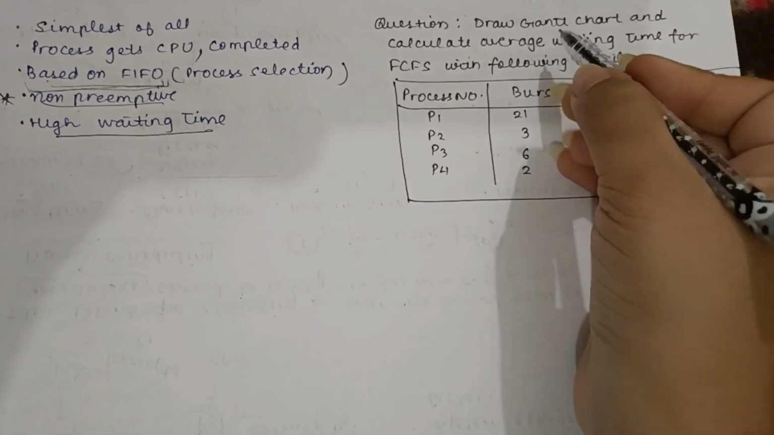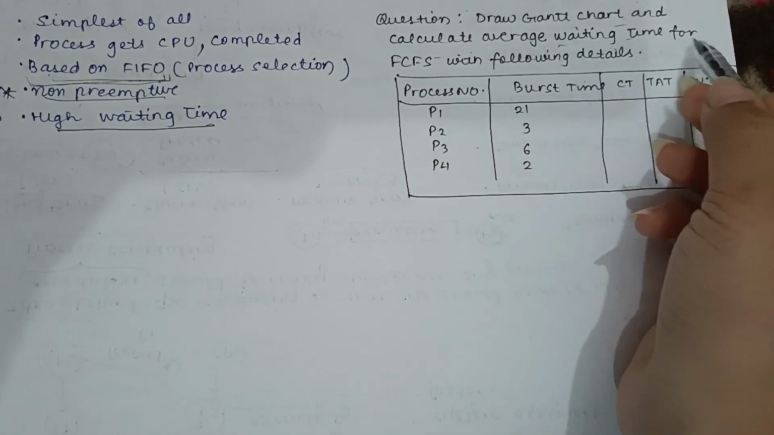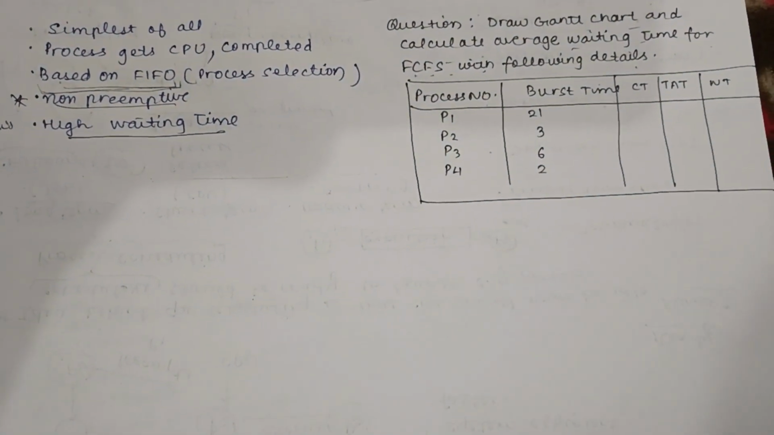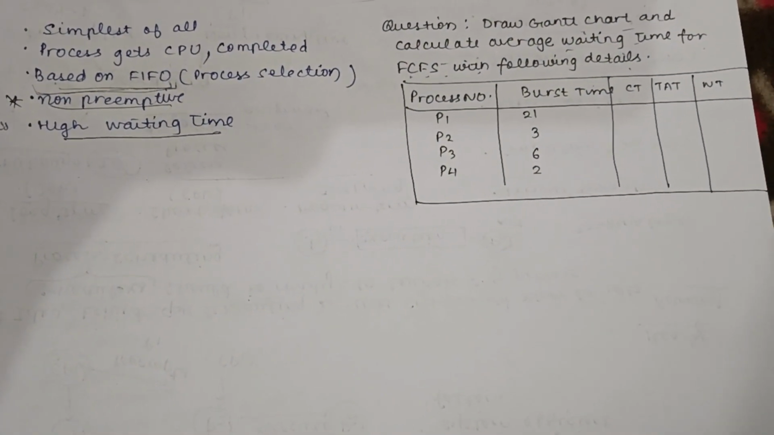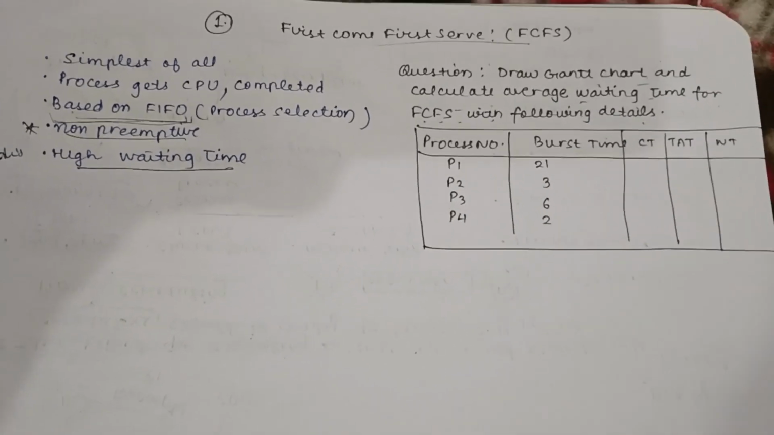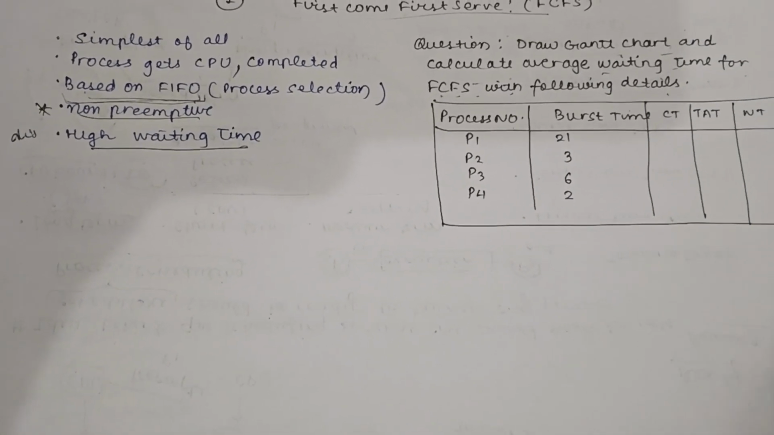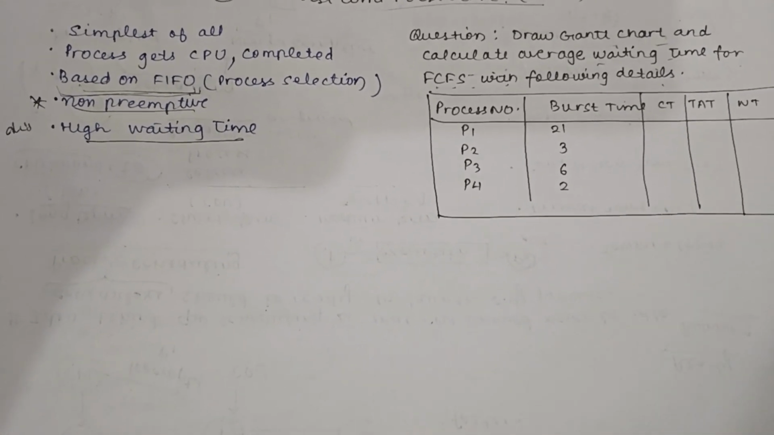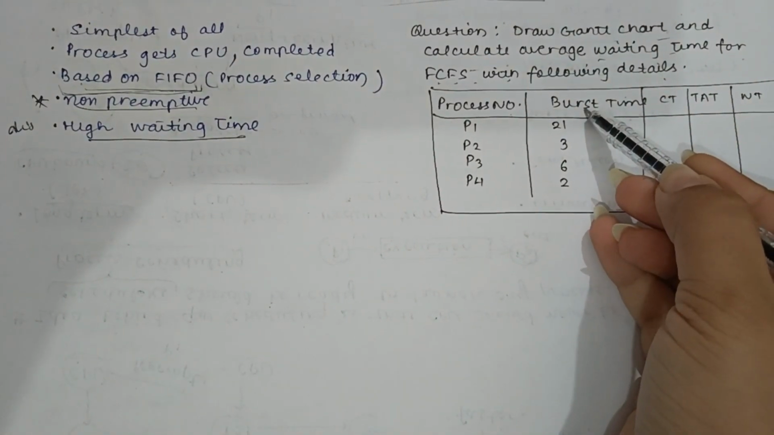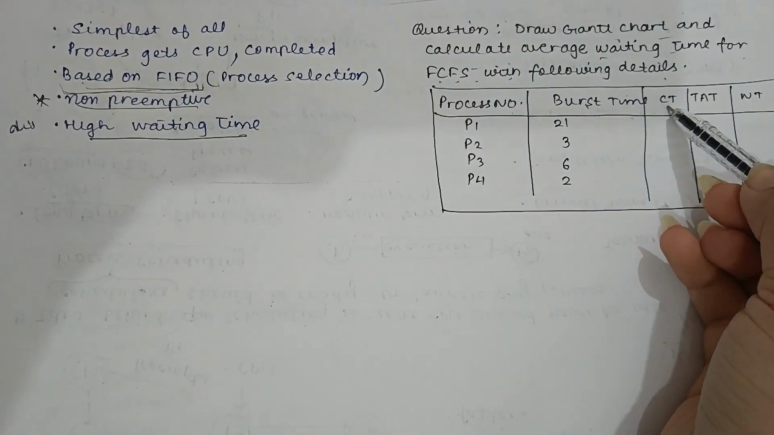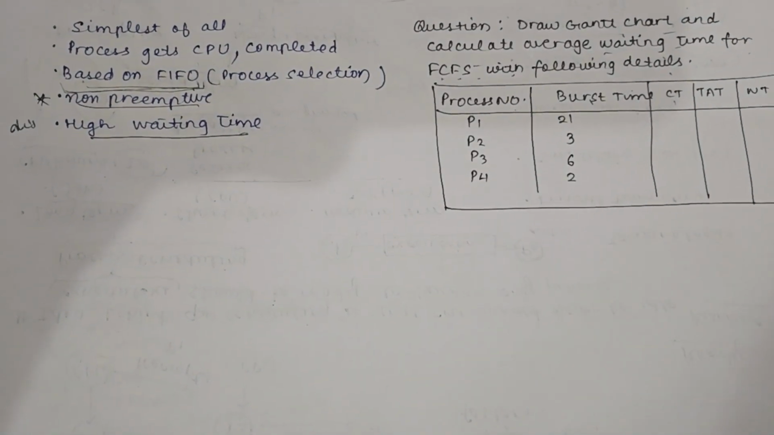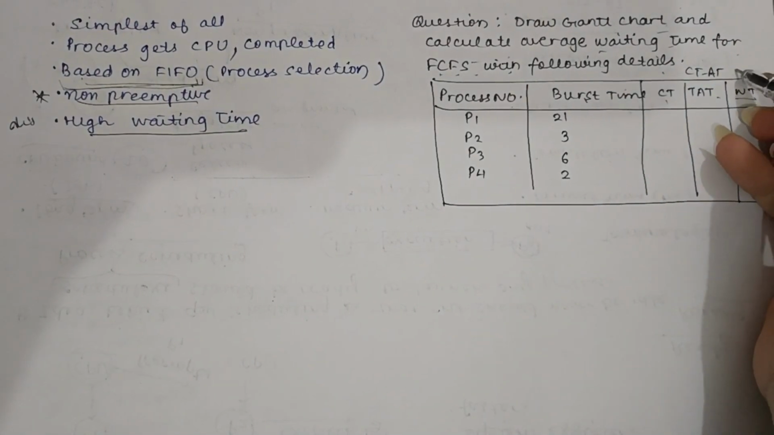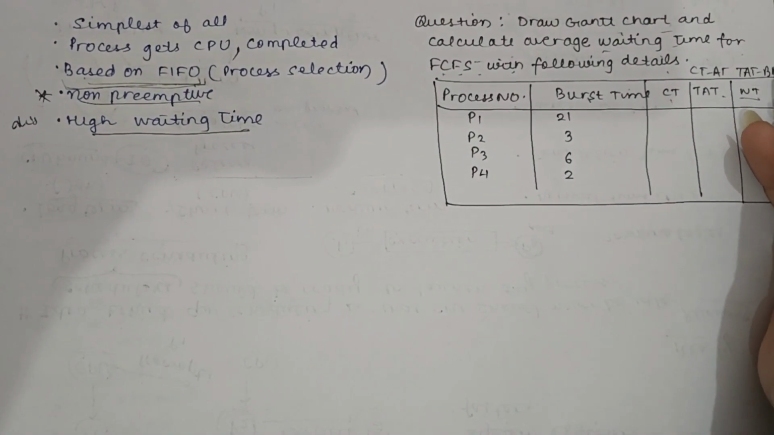Here we have: draw the Gantt chart and calculate the average waiting time for first come first served with the following details. A Gantt chart is a representation of the execution phase of any process. We are going to discuss how the process is going to execute and how much time it is going to take. We already discussed the burst time, that's how much time it needs to complete. Completion time is the time at which it gets completed. Turnaround time is completion time minus arrival time, and waiting time is turnaround time minus burst time.